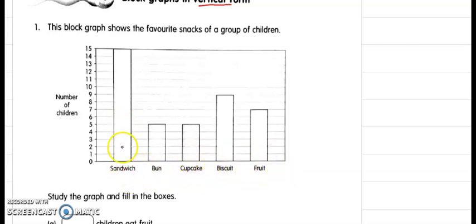So if we look at this one, the sandwich is 15. If we look at the bun, it will go to 5. So I will say the number of buns is 5. 5 children like bun, 15 children like sandwich, and here also 5 children like cupcake. Biscuit is the favorite snack of 9 children. You can see here, if we compare from here, it is for 9 students, and fruit is a favorite for 7 students.